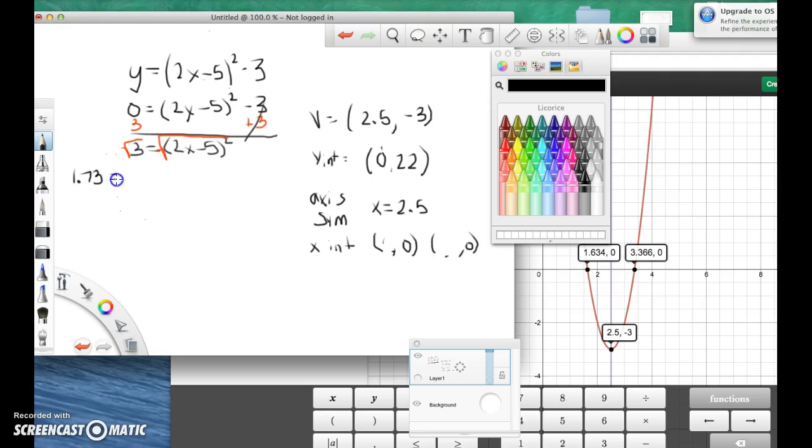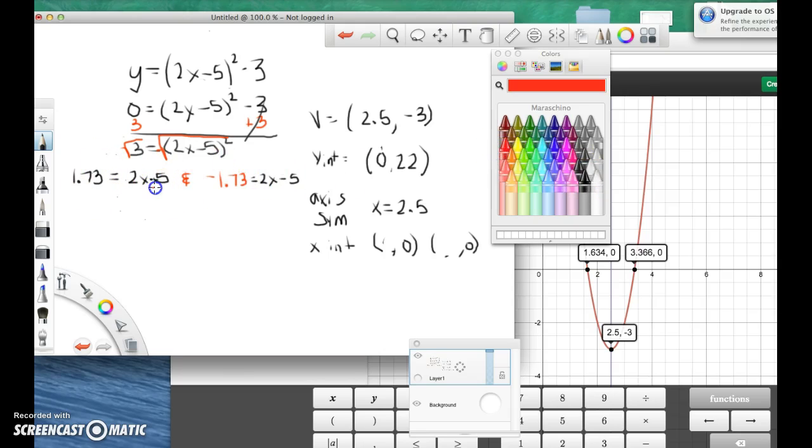Okay, 1.73 equals 2x minus 5. So when you square root it, the square disappears. But there is another one. The square root of 3 can also be negative 1.73. There are 2 answers that are the square root of 3. Negative 1.73 equals 2x minus 5. Alright, next, so we have 2 equations.